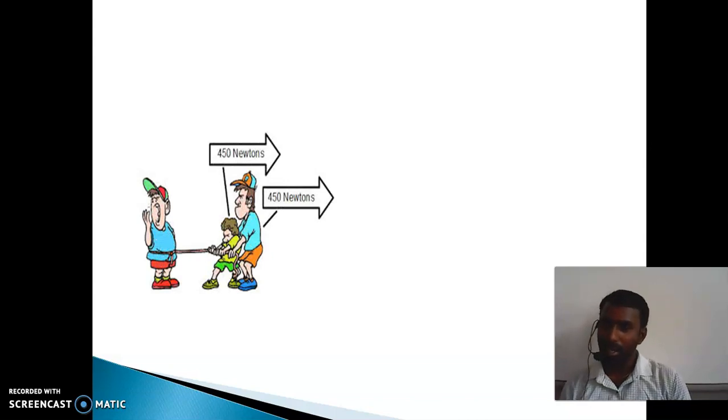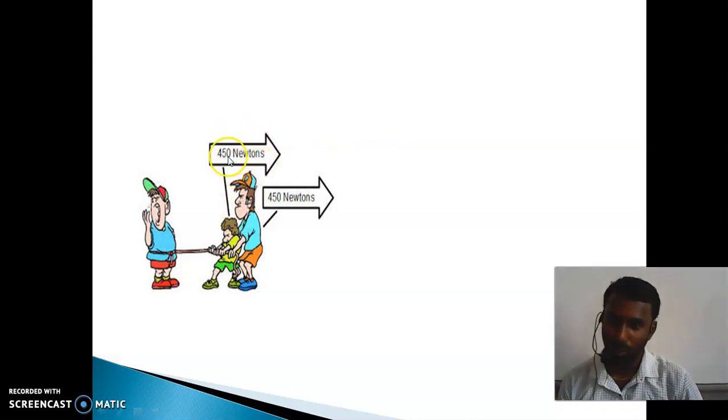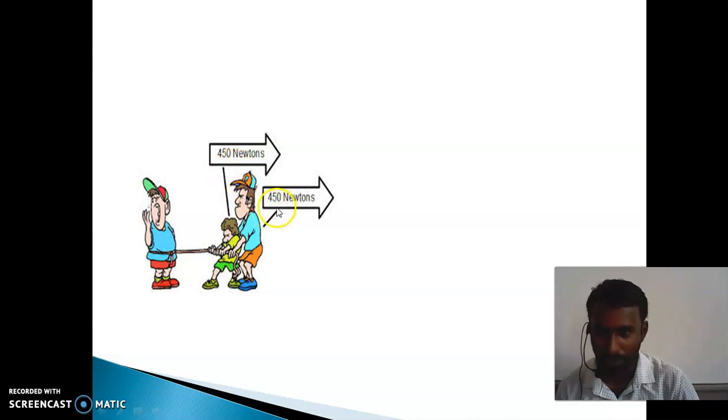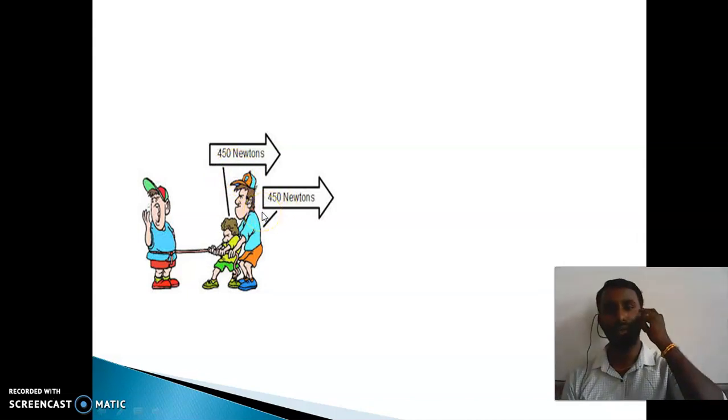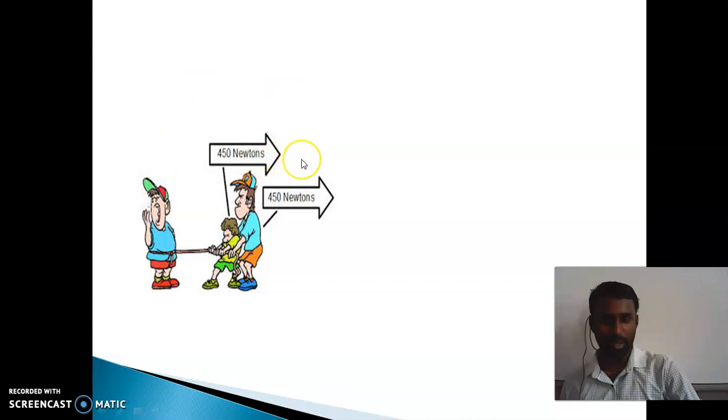Just see here in this picture what they have given. They are applying the force 450 Newtons and 450 Newtons. I think they are playing. One person with 450, another person with 450. What is the net force? What is the total force here? Can you please say? Exactly, this is 450 plus 450. It is called 900 Newtons. So whenever you are applying force, the direction also we have to consider.